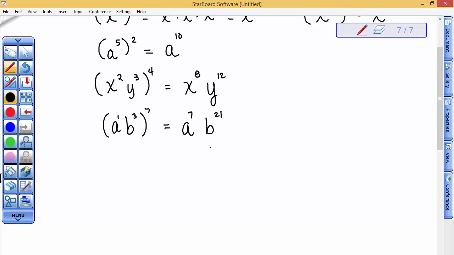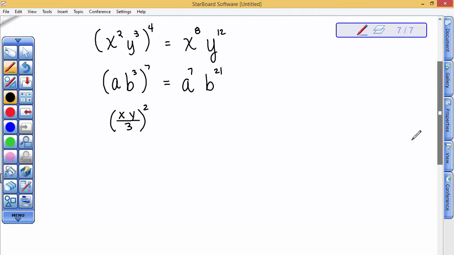Many people, when there's no 1 here, they just see that they have to raise the a to the 7th power. They just see that. So if I have x, y over 3, all those have exponents of 1. So everything has to get squared in this problem. So the x has got to be squared, the y has got to be squared, and the 3 has got to be squared. And I need you to call that 3 squared a 9 in order to finish up this problem.